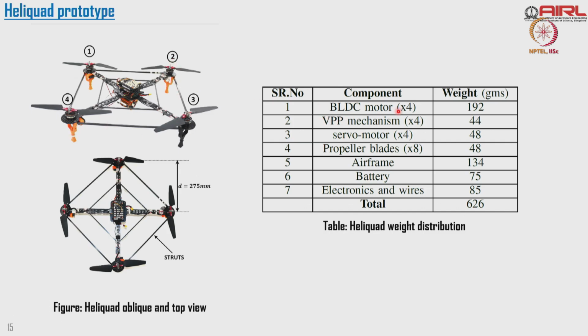So again, component-wise we are looking at the weight: the motors' weight, the variable pitch mechanism's weight, the servo motors we are using, propeller blades, airframe, battery, electronics and wire. If you put all systems together, the total weight is about 626 grams.